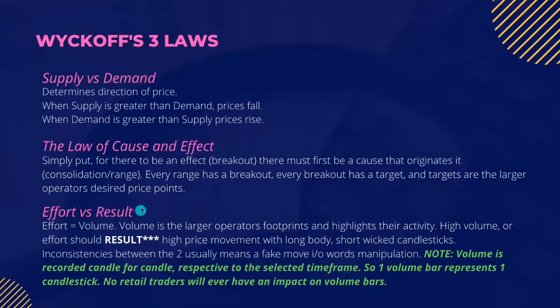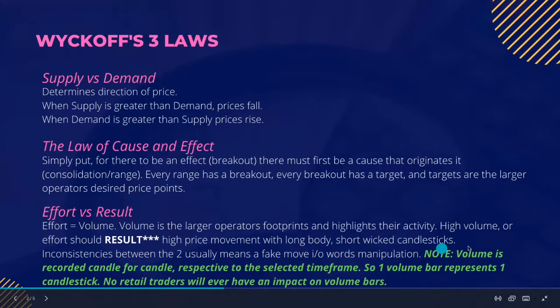So the third law is effort versus result. Simply put, effort is just another word for volume, right? So you have buy effort and you have sell effort, right? So volume is the larger operators' footprints and it highlights their activity. So high volume or high effort should result in high price movement. High price movement is with the long body, short wick candlesticks. So those are strong candlesticks, not dojis or anything like that, just engulfings and things of that nature, right?